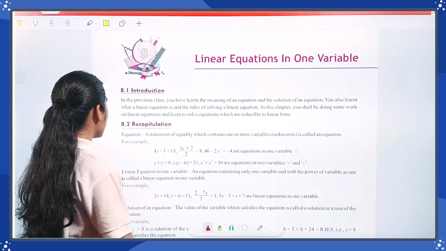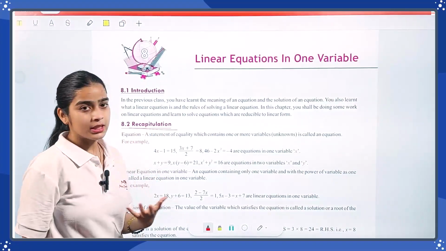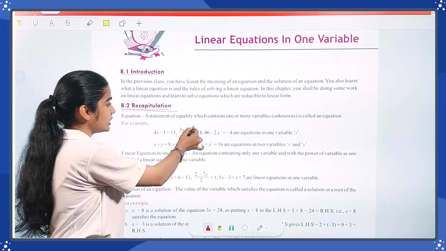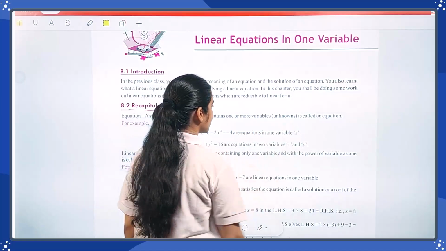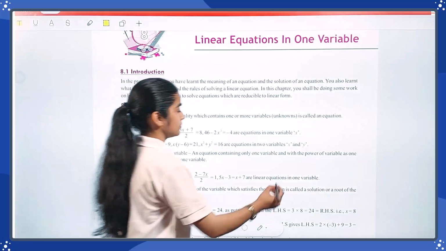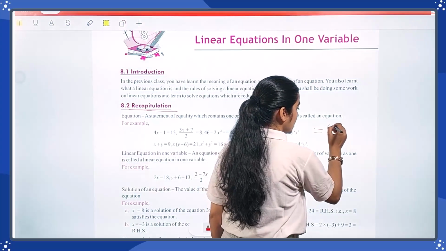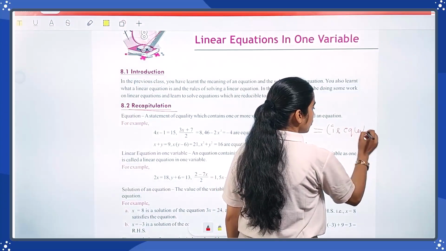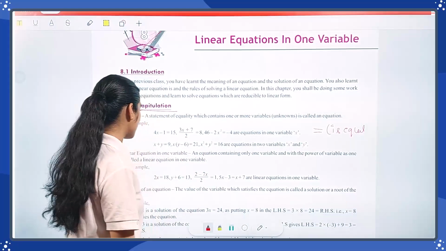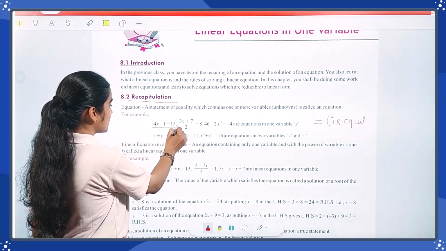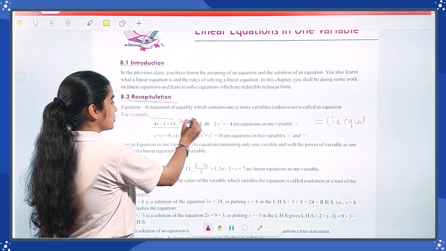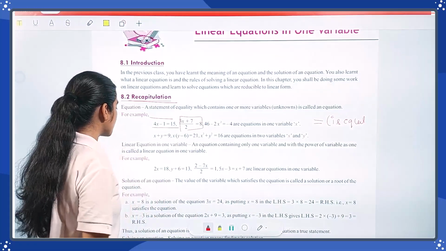Now, recapitulation, because we already learned about linear equation in one variable in our earlier classes. Equation: a statement of equality which contains one or more variables or unknowns is called an equation. It means that when we have an equal to sign between two algebraic expressions, it becomes an equation for us. For example, 4x minus 1 is equal to 15, 3x plus 2 by 2, 3x plus 7 by 2 is equal to 8. These are examples of equations.